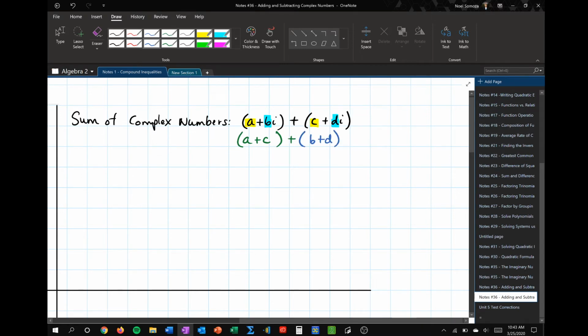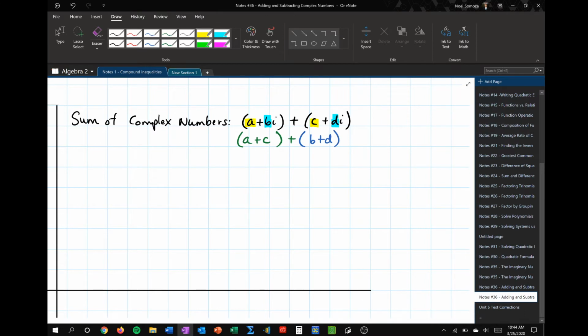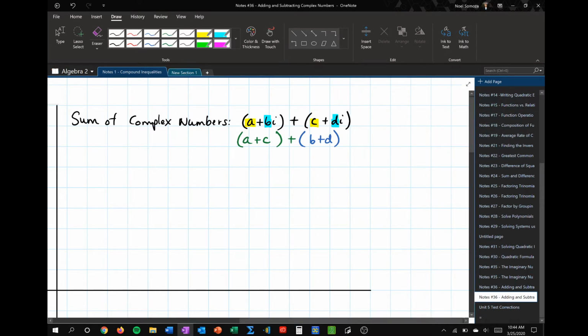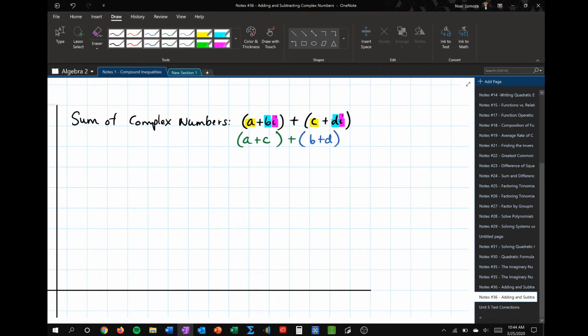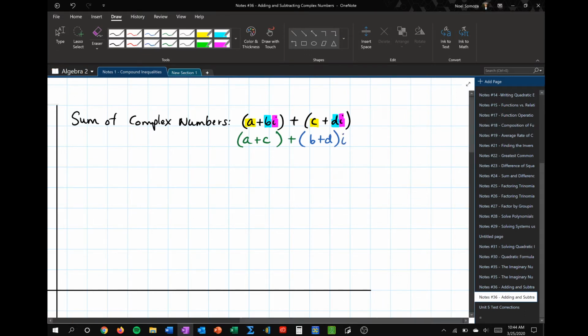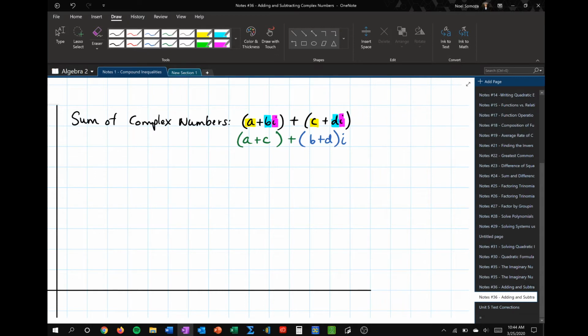Why can I add those together? Because you want to think of i as the like term. You want to think of i as if it was an x. They both share that same variable i, so I can add b plus d. I can add those coefficients. So then I would end up with something like this. Imagine that we had actual numbers in there, we could actually add them together. Because right now they're just a bunch of variables, we leave them like this.